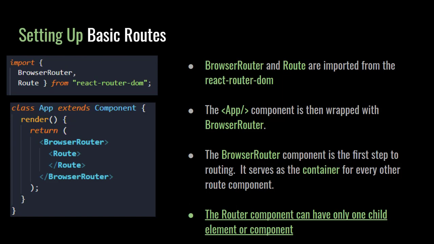In the same vein, when we are working in this main app, which is the application, we want to wrap our entire application, if needed, in BrowserRouter, and then we can define our routes in the underlying child components. Basically it serves as a container for every other route component. So that's the first step. The router component can only have one child element or component, like we said. So that's how we set this up.